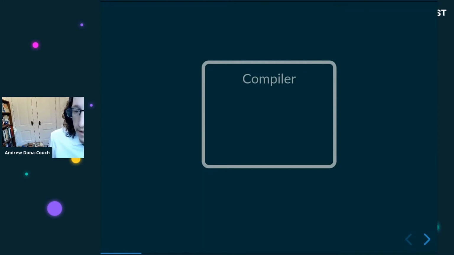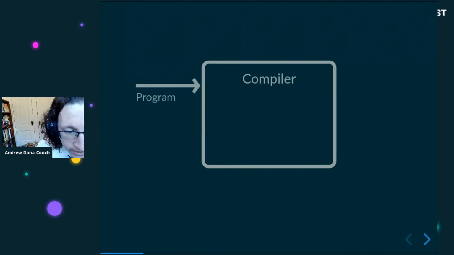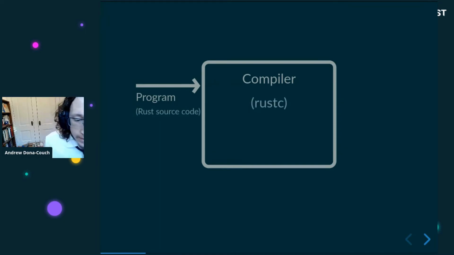All right, let's look at another example of a black box. This one is a compiler. We can think of a compiler as a box, and the program is the input to the compiler. Since this is a Rust conference, our compiler presumably is rustc, the Rust compiler, and our program is the Rust source code for our program.